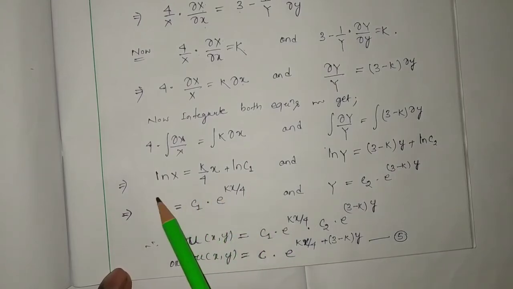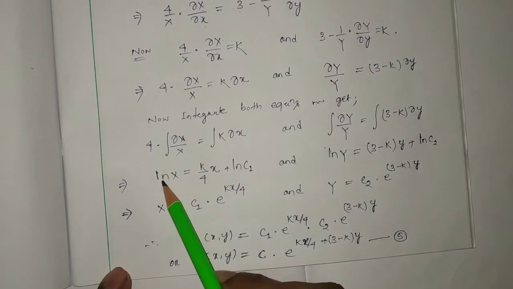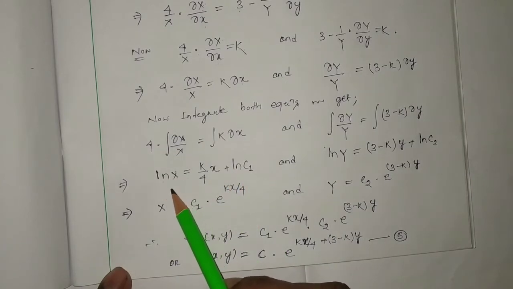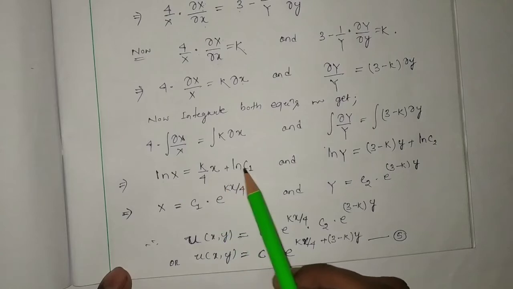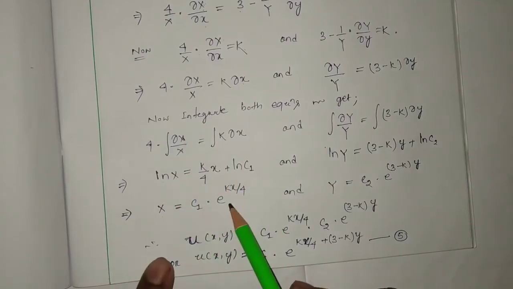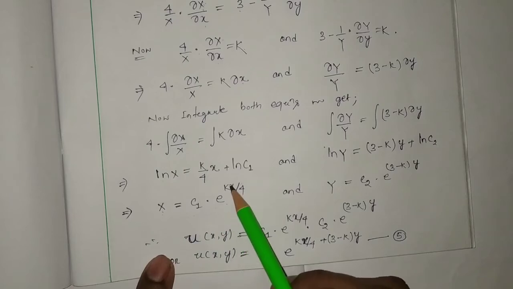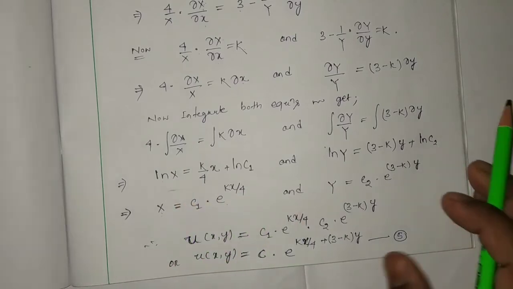Here I have not written one other step: this ln c1 will be moved to this side, so it will be x by c1. See, ln x minus ln c1, that means ln x by c1, and x by c1 will be equal to e to the power kx by 4, so x will be equal to c1 into e to the kx by 4. So here one step I have not written.